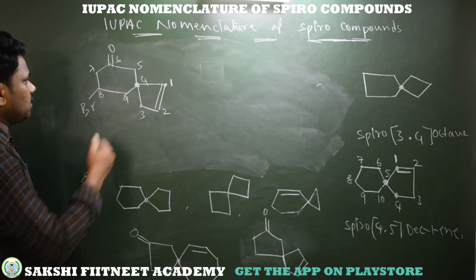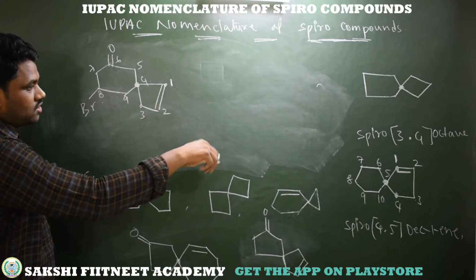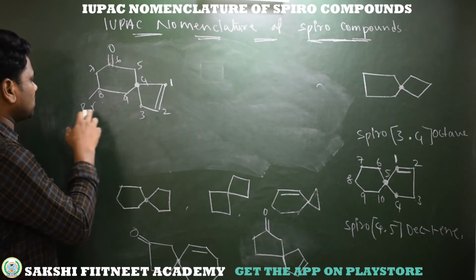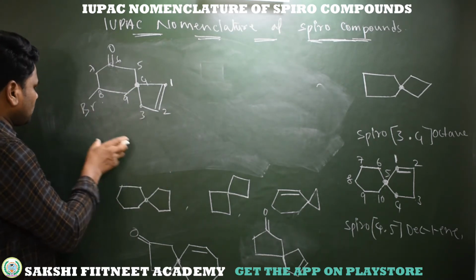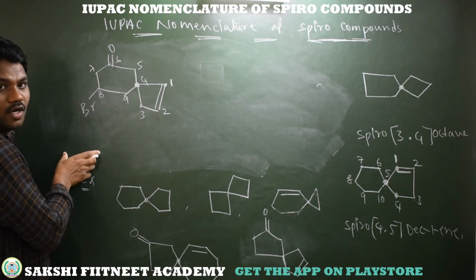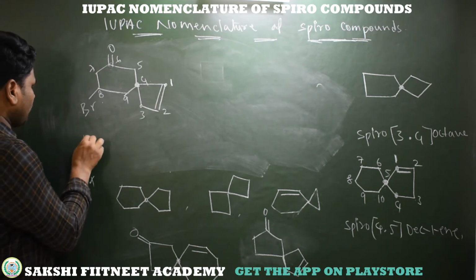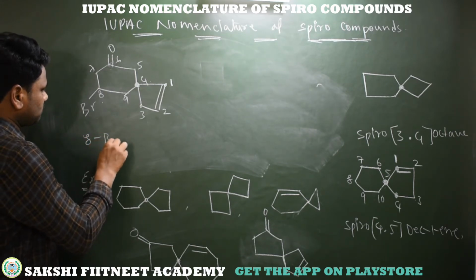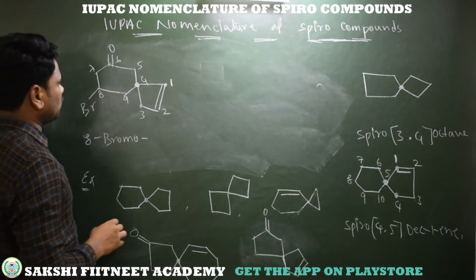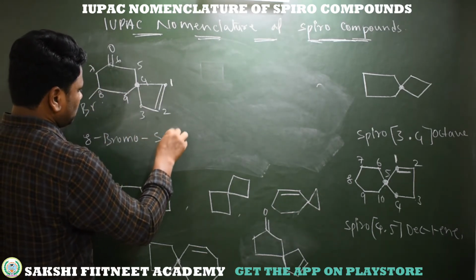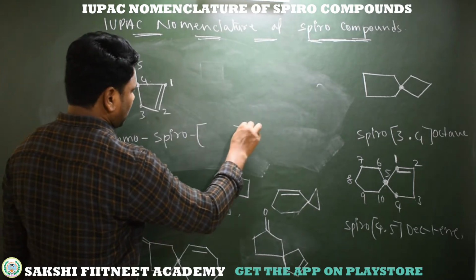Now I am writing the name. Here actually in those earlier compounds there were no substituents, but here we have the substituent bromine. So before spiro we must write the substituent. So here bromine at 8th position, it's 8-bromo. Now there are no other substituents. I am just giving spiro, which is a spiro compound, and then brackets.